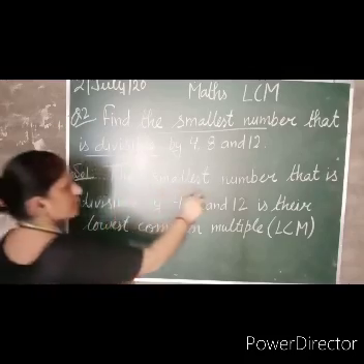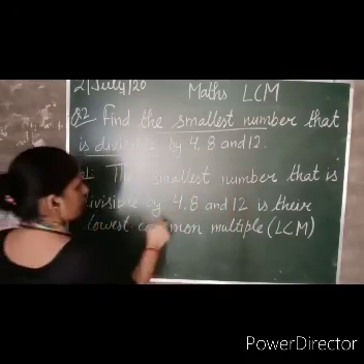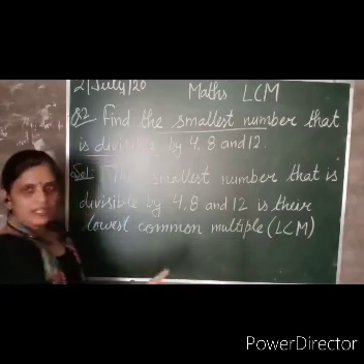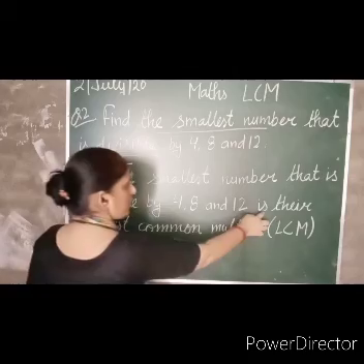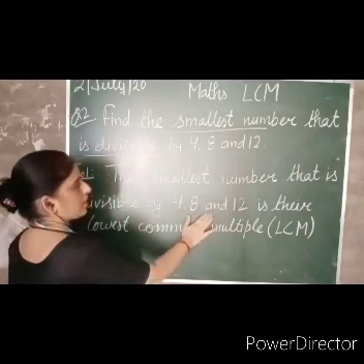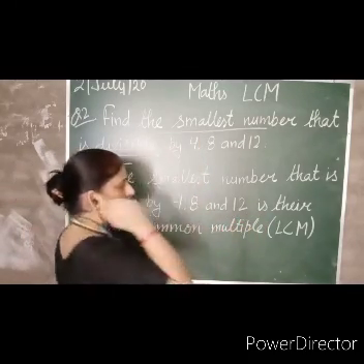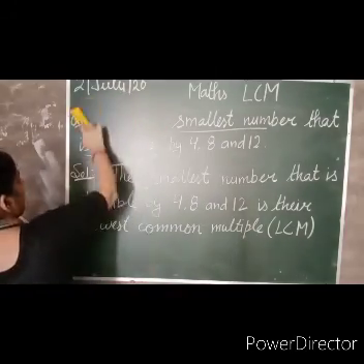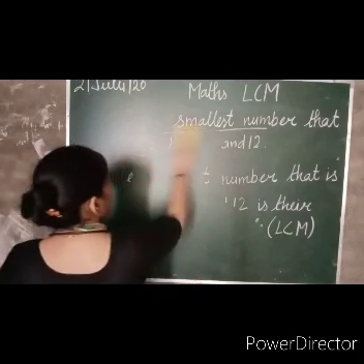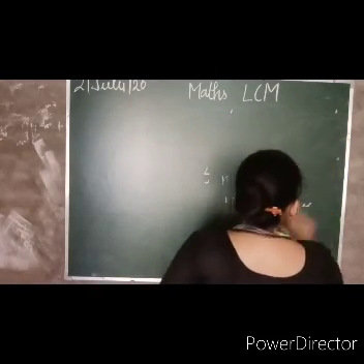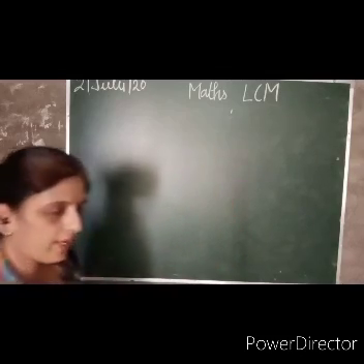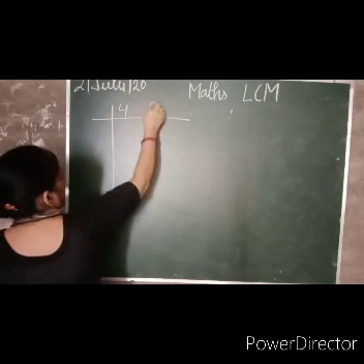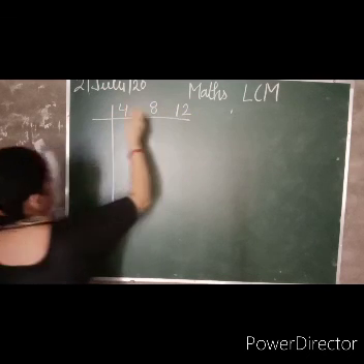Language: the smallest number that is divisible by 4, 8 and 12 is their lowest common multiple, or we can say that LCM. Only this thing we are writing from our side, rest of the thing is from the question. Now we will calculate the LCM of 4, 8 and 12. I will rough it and then I will do the prime factorization of 4, 8 and 12. This is 4, 8 and 12.